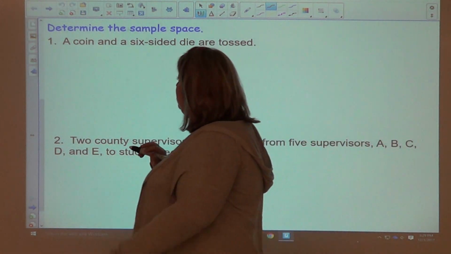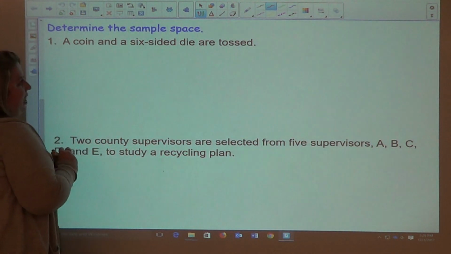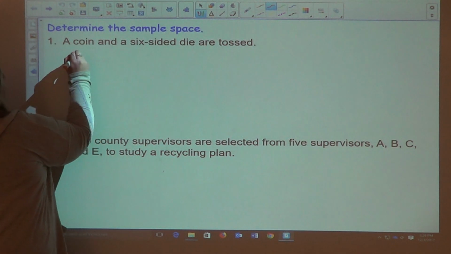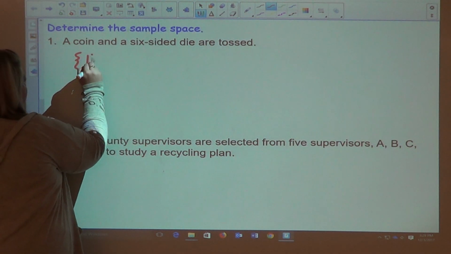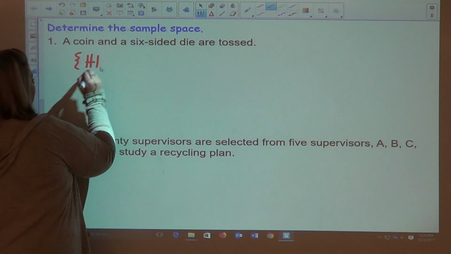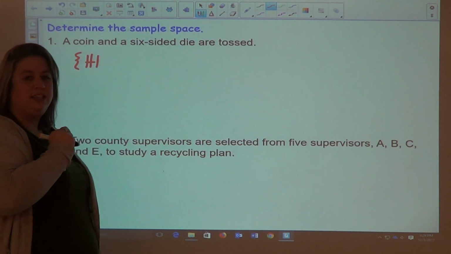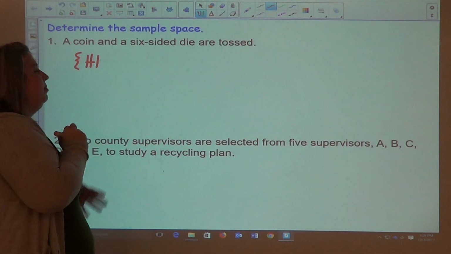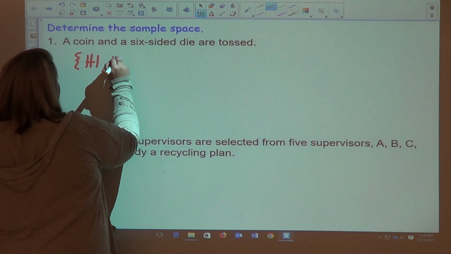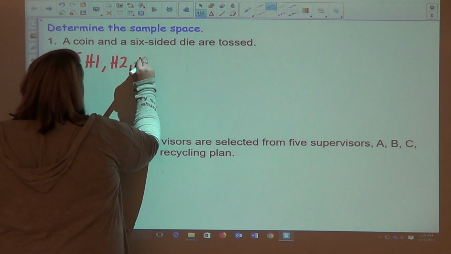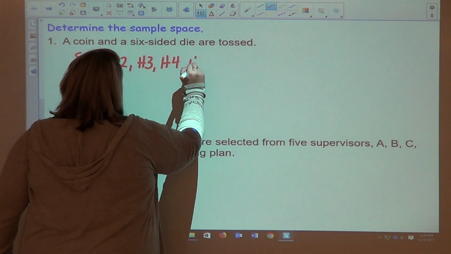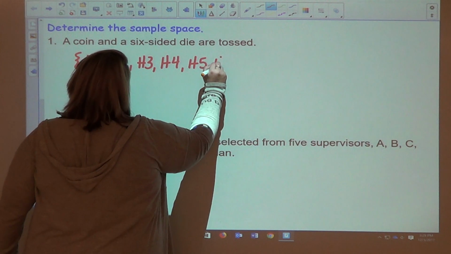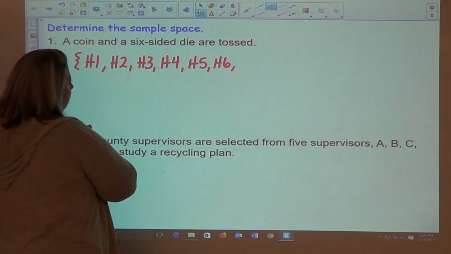So if I want to find the sample space of a coin and a 6-sided die. Okay, well if I flip a coin, let's just start heads first. I could get heads and a 1. And if you want to write out the words, that's fine. I think it's easier to just use letters and numbers. Okay. Then I would get heads and a 2. I could get heads and a 3. Heads and a 4. Heads and a 5. And heads and a 6.